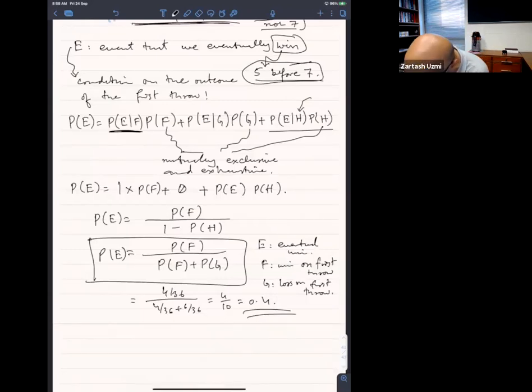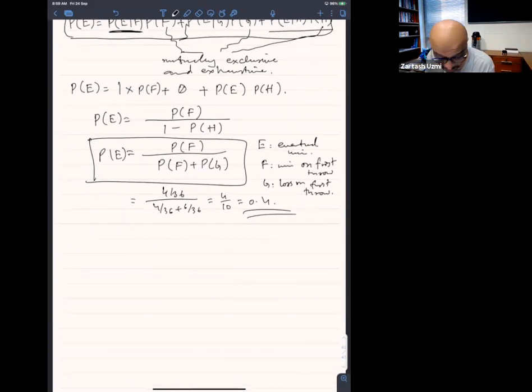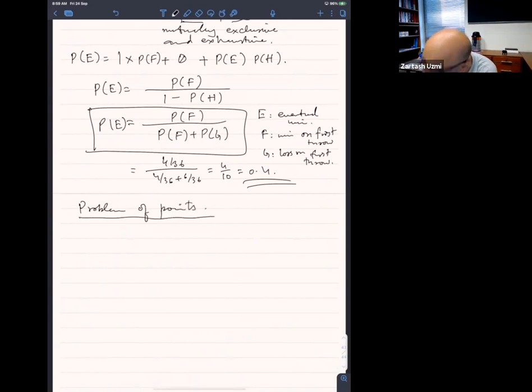So you can see that this trick of conditioning on what happens on the first trial is very nice. ये काफी हेल्प करती है. इस प्रॉब्लम को वैसे सॉल्व करें तो मुश्किल हो जाती है. सो देयर इज अनदर प्रॉब्लम व्हिच इज कॉल्ड प्रॉब्लम ऑफ पॉइंट्स. वो भी हम ऐसे ही सॉल्व कर सकते हैं. प्रॉब्लम ऑफ पॉइंट्स बिल्कुल उसी तरह से सॉल्व किया जा सकता है.